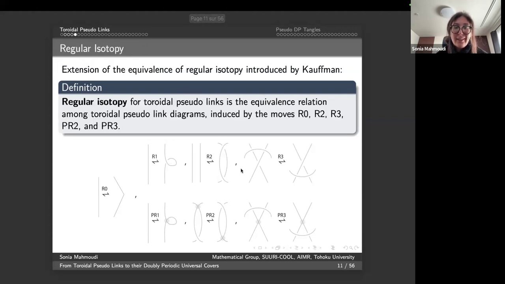Okay, so here, of course, we are also celebrating Louis Kauffman's birthday, so it makes sense, since we will talk about the bracket polynomial later on, to have an extension of the definition of regular isotopy. Defining regular isotopy in the context of pseudo-links in the torus will be just to consider all the moves except R1 and PR1. So if we have an invariant of regular isotopy, it means that we will have invariance under the moves R2, R3, PR2, PR3, and surface isotopy R0. So that will be a notion that we will use a bit later.